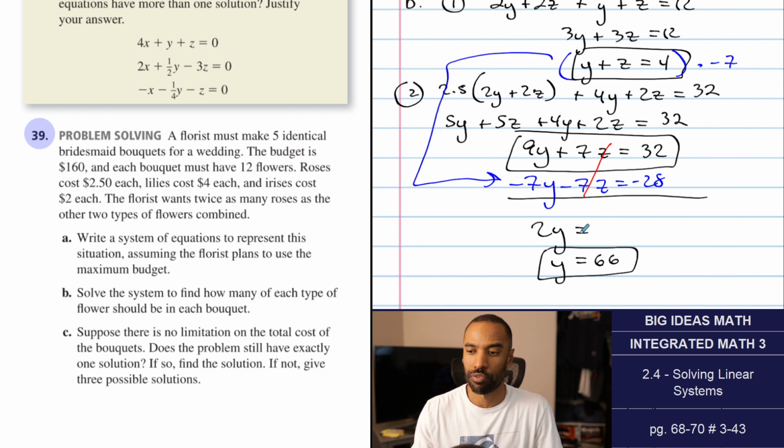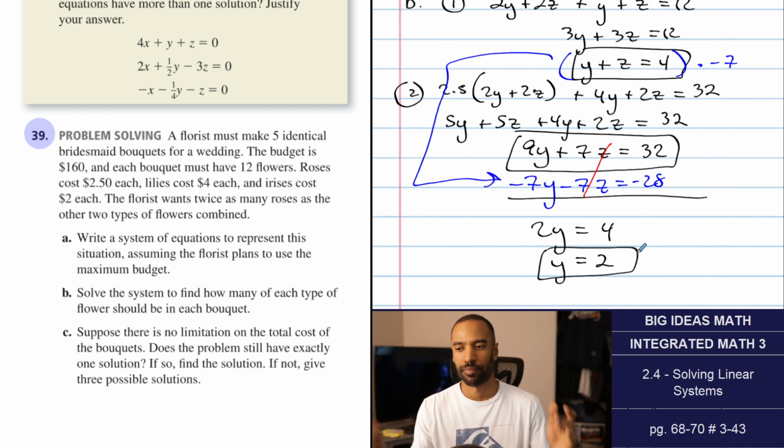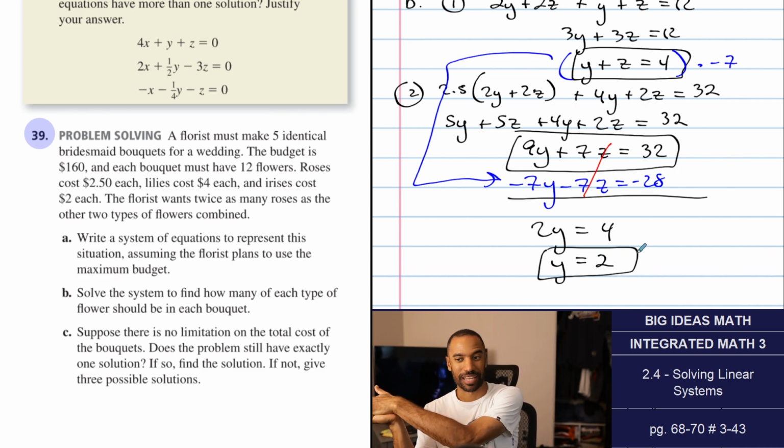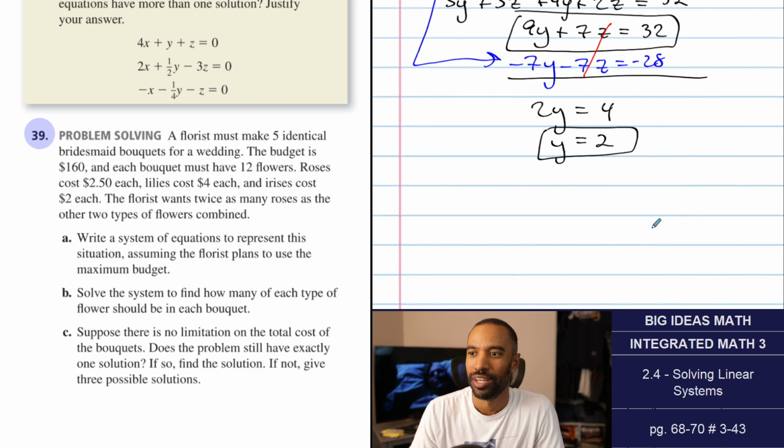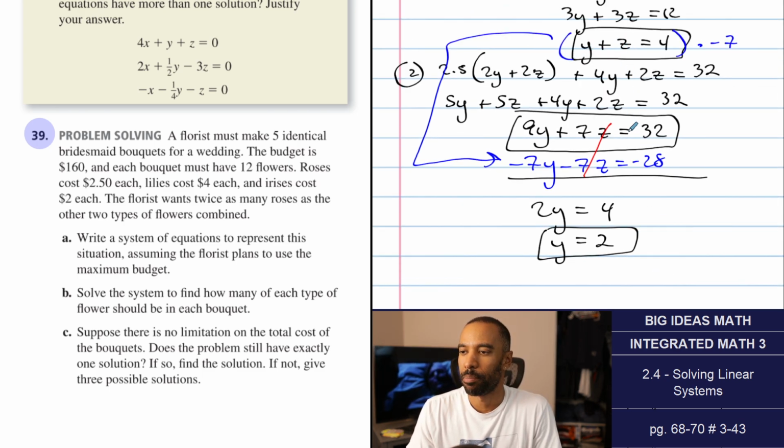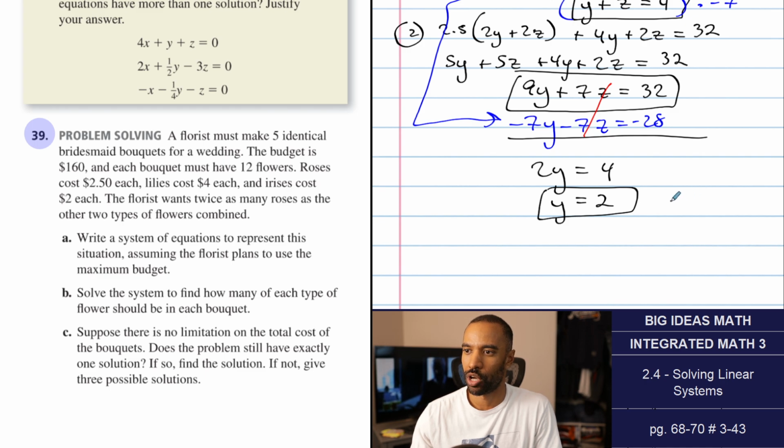Now that seems to actually make more sense for something we can do with it, because 32 minus 28 is 4, and then y would equal 2. So what, two, I forget what these were. Lilies? So 2 lilies seems to make a lot more sense for that kind of answer, right? Okay, because at least it's less than 12. All right, y plus z equals 4. So 2 plus z equals 4, or z equals 2.